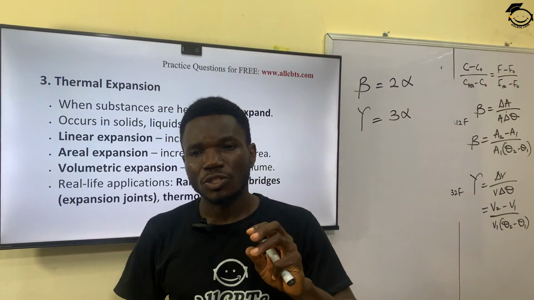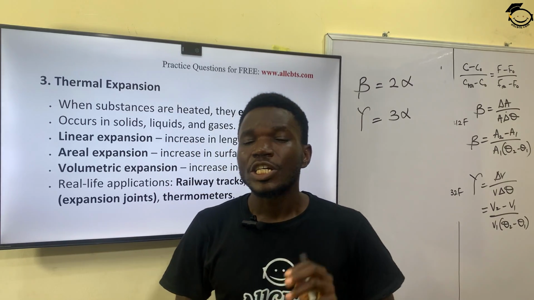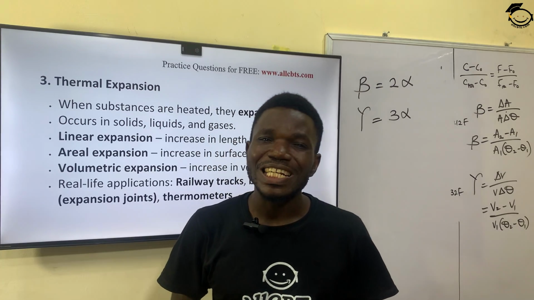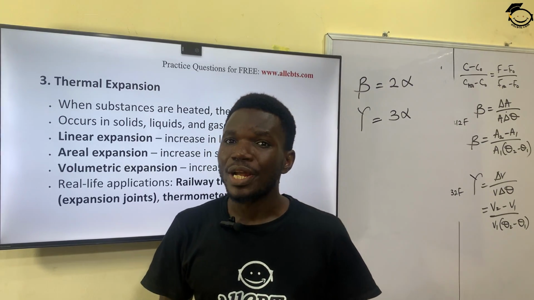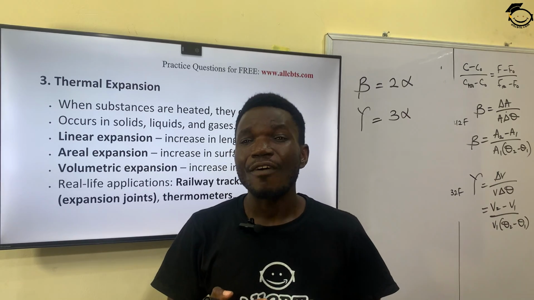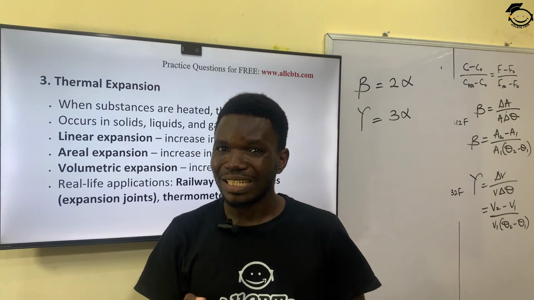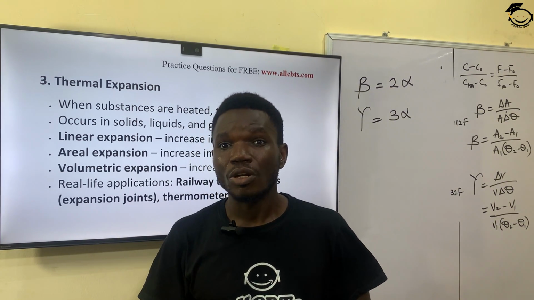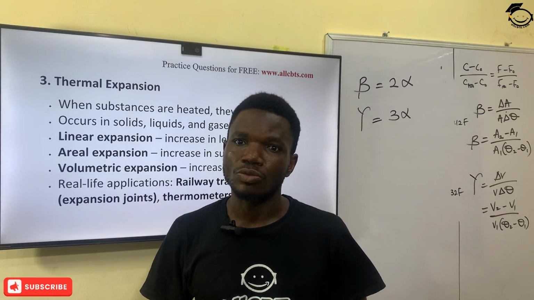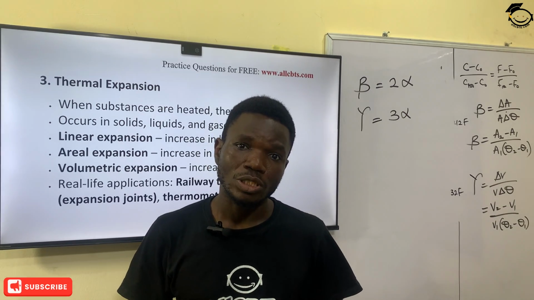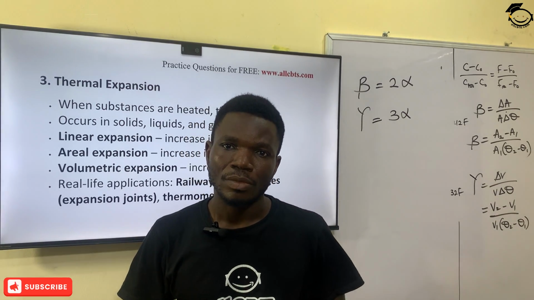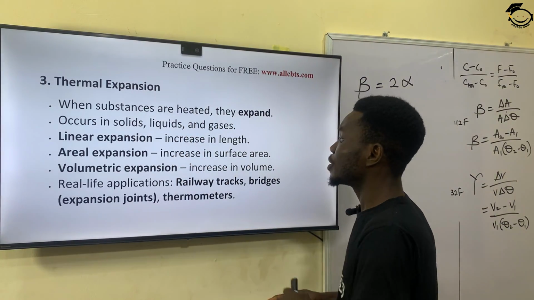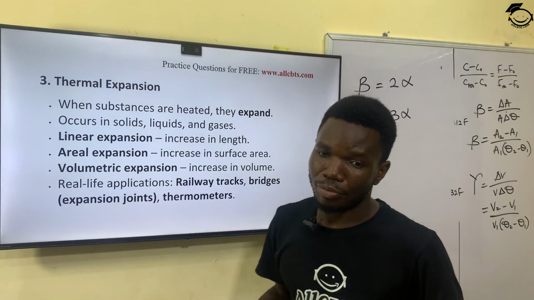Now, these expansions can be applied in railway lines. When you see where they build the railway, you discover that there is a gap in between the rails, and the essence of that gap is to allow for expansion during hot weather, so that when there is expansion, it can easily fill up the gap. If gaps are not left, it could lead to accidents. Likewise, when bridges are constructed, gaps are left for expansion. Those are real life applications, and we also apply them in thermometers.